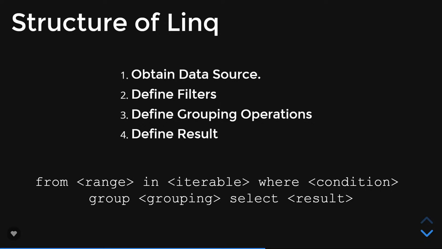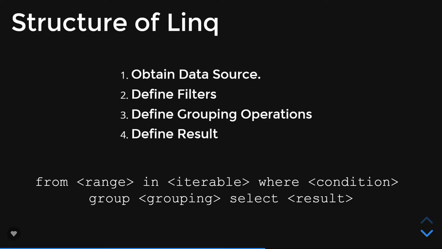The typical structure of this LINQ query is in front of your screen. In order to define a LINQ query, you must have four details beforehand. You must know the data source from which you want to obtain the data. You must know the filters if you want to apply some kind of filter on the data. You must know what type of grouping operations you want to perform, and finally you want to know what type of result you want to get from a particular LINQ query.